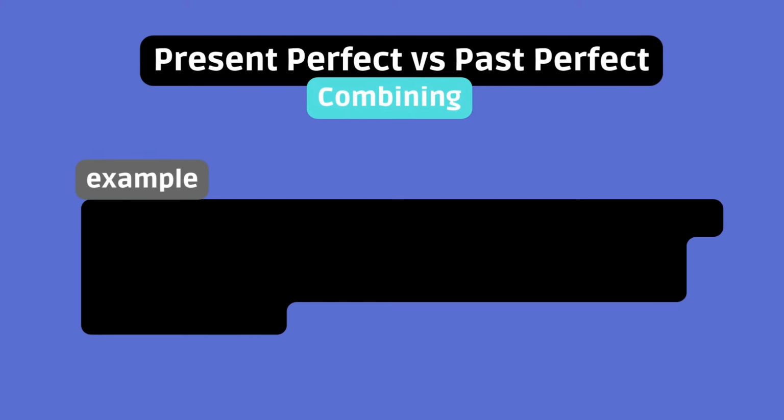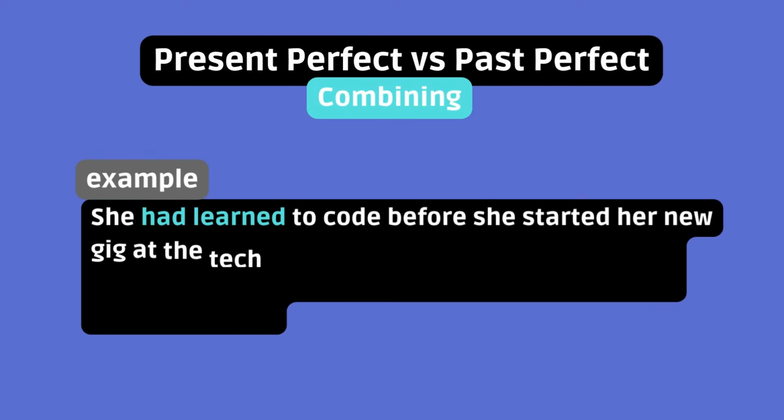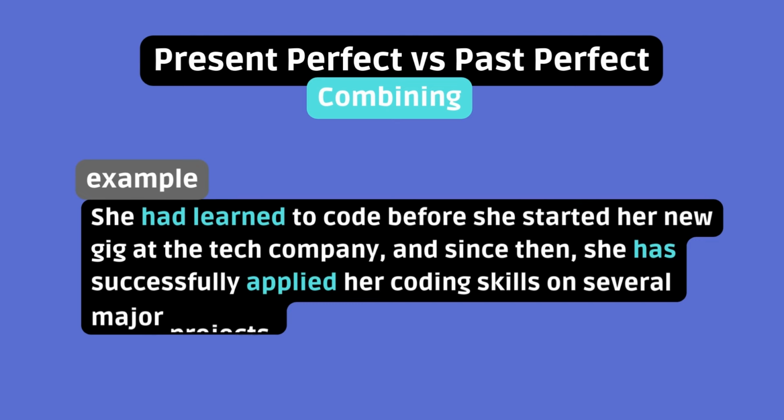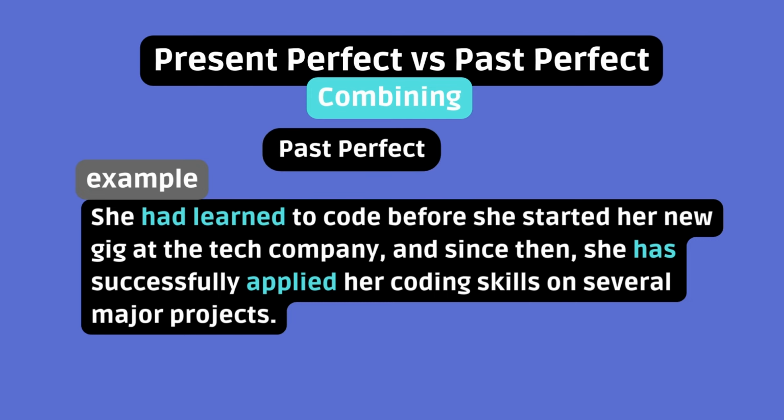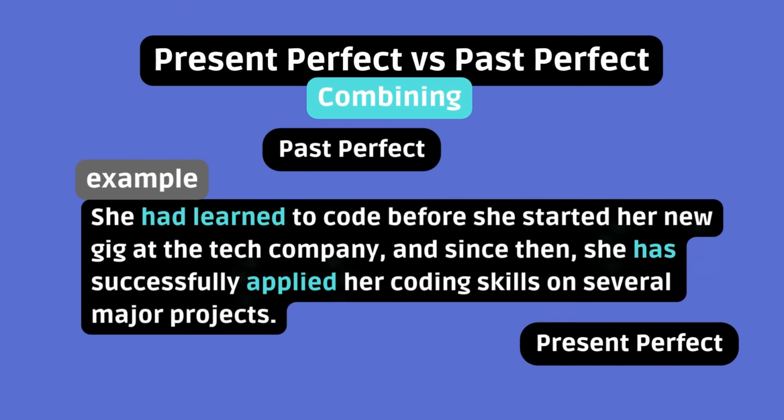Example: she had learned to code before she started her new gig at the tech company, and since then, she has successfully applied her coding skills on several major projects. The past perfect expresses a past action happening before a point in the past, the start of her new job, while the present perfect expresses a recent past action, which has an incidence or impact on the present, being her current valuable contribution at work.